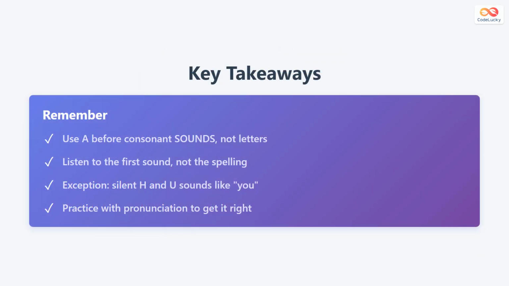Let us summarize the key points about using the article a. First, use a before consonant sounds, not before consonant letters. Second, listen to the first sound, not the spelling. Third, remember the exceptions. Silent H words use an, and U sounds like you use a. Fourth, practice with pronunciation to get it right. These 4 points are very important for using a correctly in English.